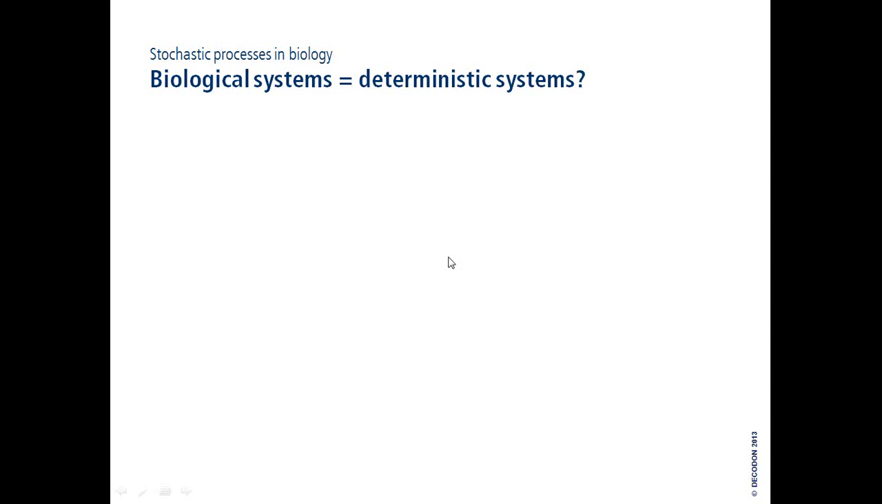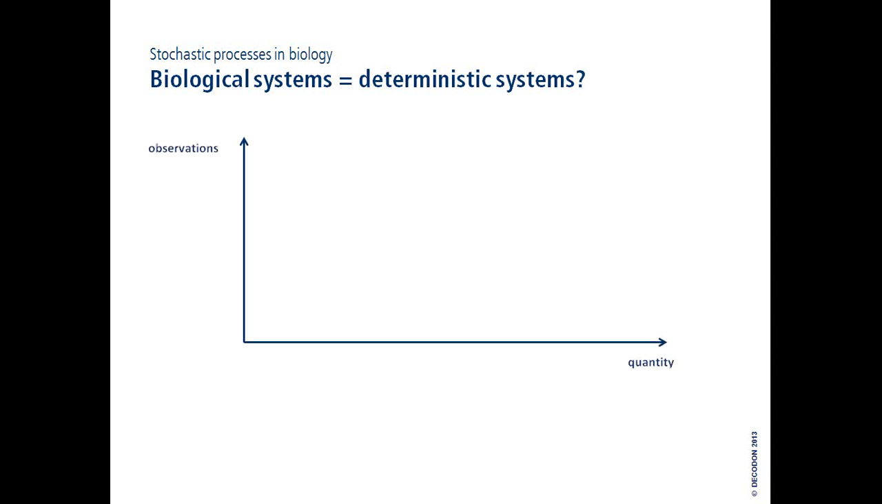Why are we doing all this? Are biological systems deterministic? If they are, why do we need statistical analysis? Well, if they were deterministic systems, then we would have a certain quantity and would observe this same quantity all the time, whenever we measure, of course under the same conditions. If we could control conditions properly, then we would always face the same quantity for any observation. However, it's not that easy.